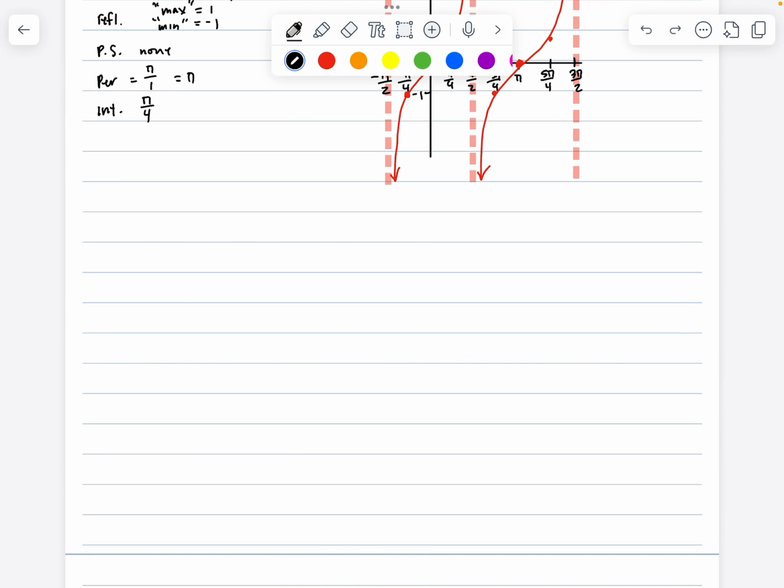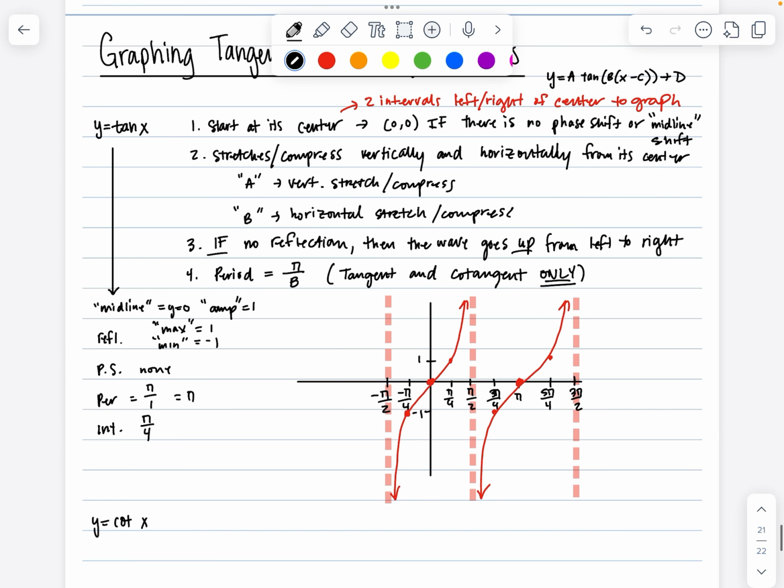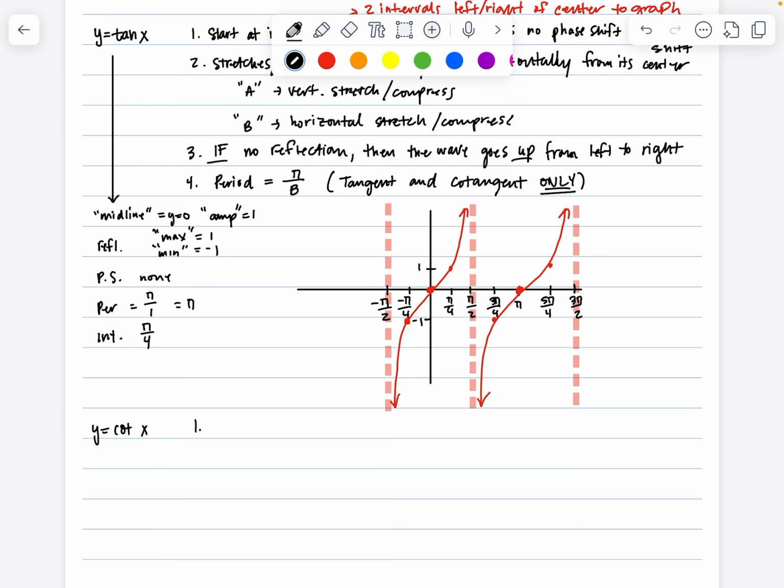That's a nice part about cotangent waves. So if we were to graph, for instance, y is equal to cotangent of x, we would follow most of these procedures, except we are not starting at the center anymore. We are starting on the y-axis. So 1. Start on y-axis. I'm going to put this like sine or cosine, if no phase shift.